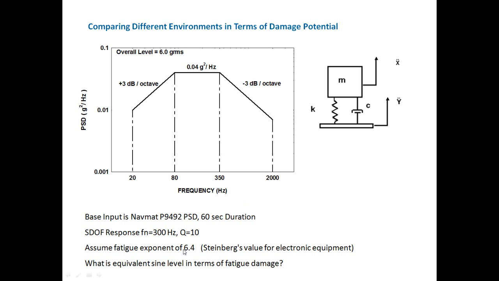To do that we need a fatigue exponent, and we're going to take the value from Steinberg's text for electronic equipment and assume that the exponent is 6.4. So we're going to go through those steps with the intermediate goal of calculating the damage that this spring mass system will have in response to this PSD. Once we've calculated that damage value, then we're going to come up with an equivalent sinusoidal input, a pure sine tone at the fundamental frequency, that would cause this system to have the same amount of damage as it would if it were exposed to this NAVNET PSD. I've thrown out quite a few things at you, but as we go along in the exercise, it'll become clear what this is all about.